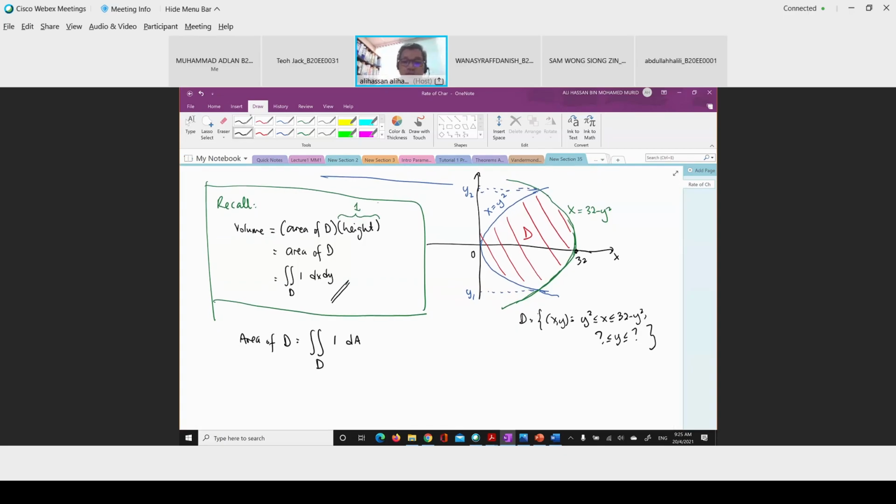To find the bounds, we solve the equation y squared equal to 32 minus y squared. That gives 2y squared equal to 32. Therefore, y squared equal to 16. So y equal to plus or minus 4. That means y1 is minus 4 and y2 is 4. So the bound for y is minus 4 and 4. Here is the reason why, the calculation here.